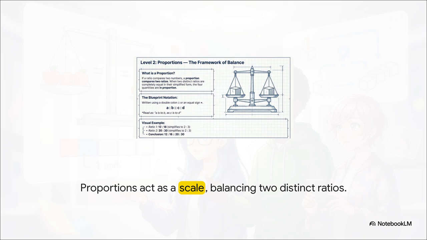Let's look at one side of the scale. Over there, we have the ratio 12 to 18. On the other side of the scale, we have 20 to 30. Now, just looking at them, they certainly don't look the same, do they?